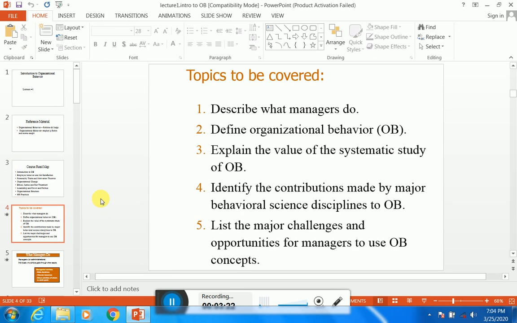What are the different topics we will cover in this lecture? We will start from the managers: who the managers are and what they basically do inside the organization, what organizational behavior is, the systematic study of OB, defining or identifying the contributions made by the different disciplines with respect to OB, and the challenges faced by the OB concept.